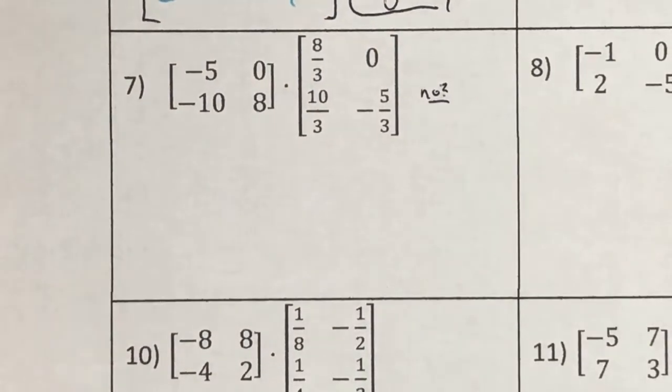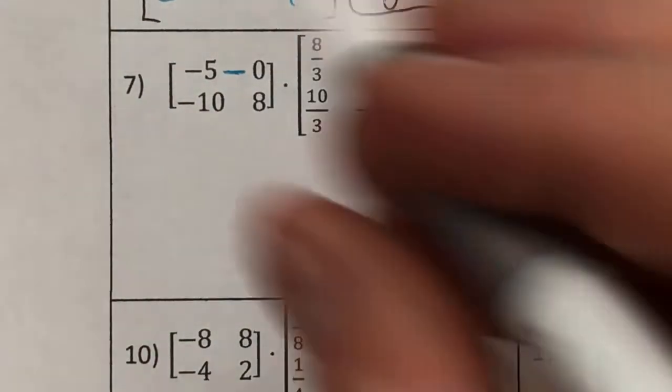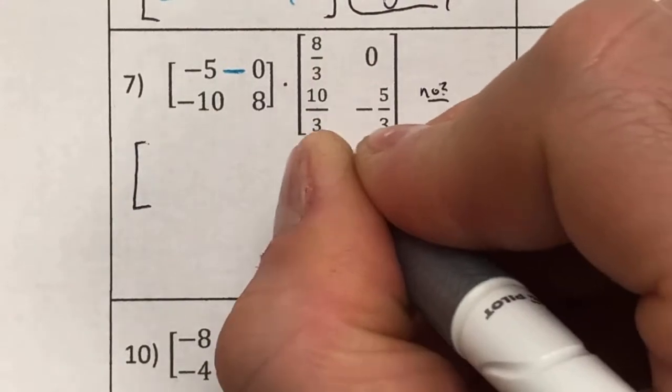But let's still give it a shot. So I'm going to take the first row times the first column.